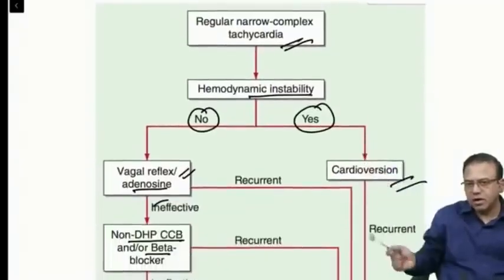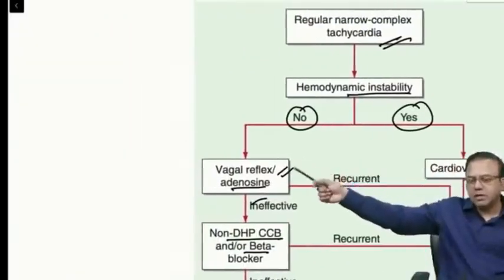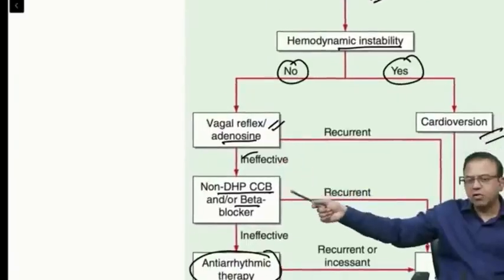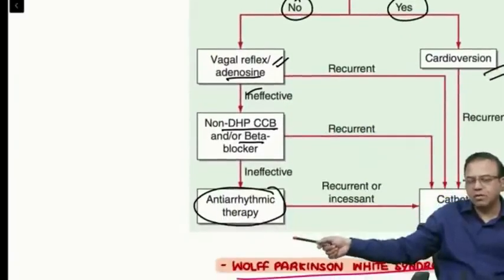Okay, unstable patient, cardiovert. Stable patient, go for vagal first, adenosine. That doesn't work, go for diltiazem or beta blocker. That doesn't work, go for antiarrhythmic drug.